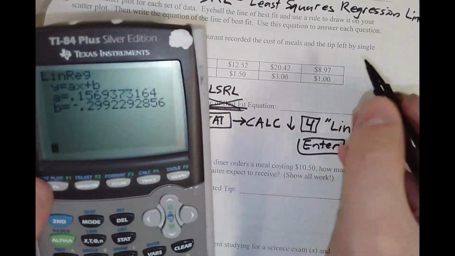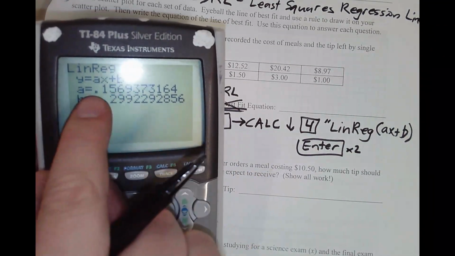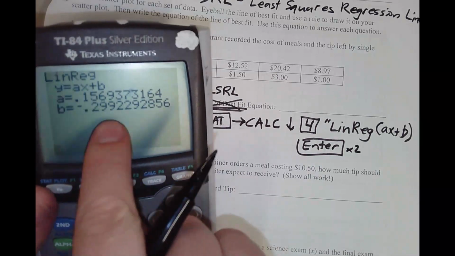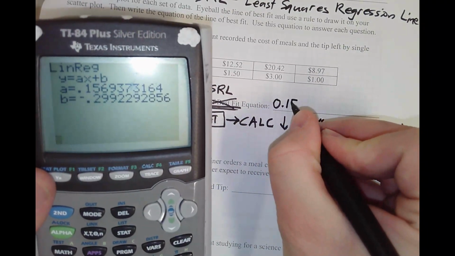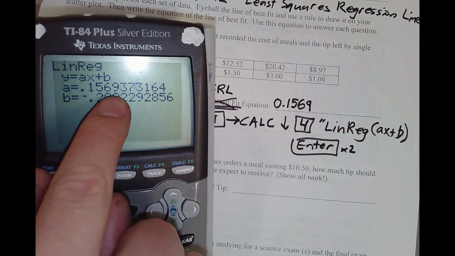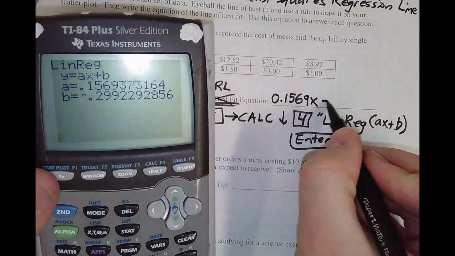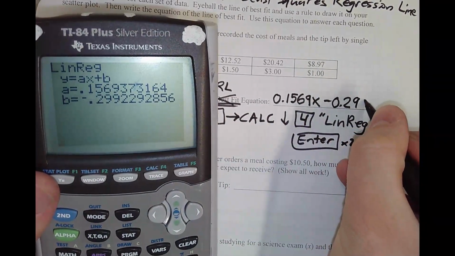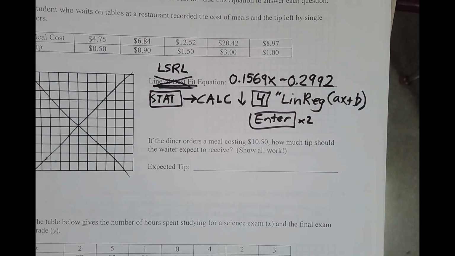So for this one, doesn't this look familiar? ax plus b. Kind of looks like mx plus b, right? So we're going to quite literally replace these letters a and b, or m and b, with these decimals. The way that we expect it usually on the test is 4 decimal places of accuracy. So let's write this equation very carefully with 4 decimal places. All right, the first is 0.1569. Then we write down x, and then plus b. But since the b is negative, we're going to write down minus 0.2992. That's the equation that we get from our graphing calculator. Okay?